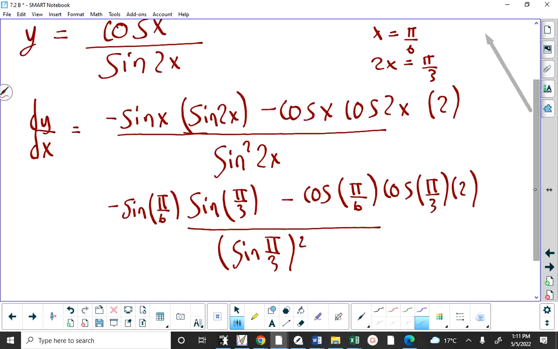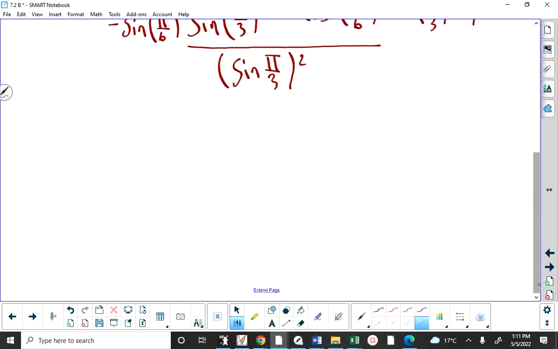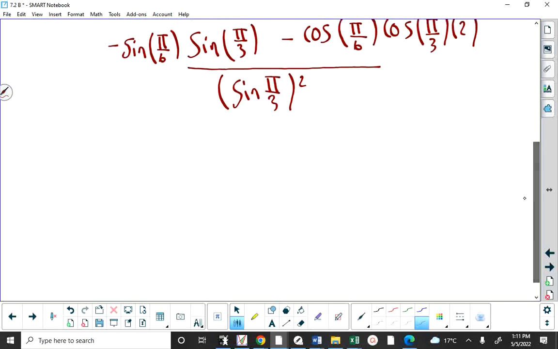So now, what do we do? We go to our unit circle. Sine of pi over 6. Sine of pi over 6 is 1/2, and you're going to have to correct me if I'm wrong, but I'm just picturing the unit circle in my head. The y coordinate at pi over 6 is 1/2. So I have negative 1/2 times the y coordinate at pi over 3. Sine at pi over 3 is root 3/2, minus cosine at pi over 6 is root 3/2.